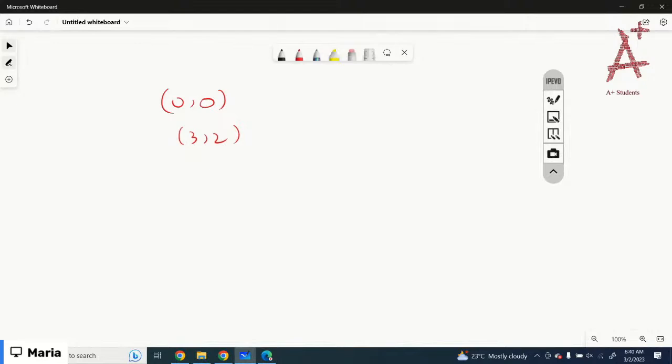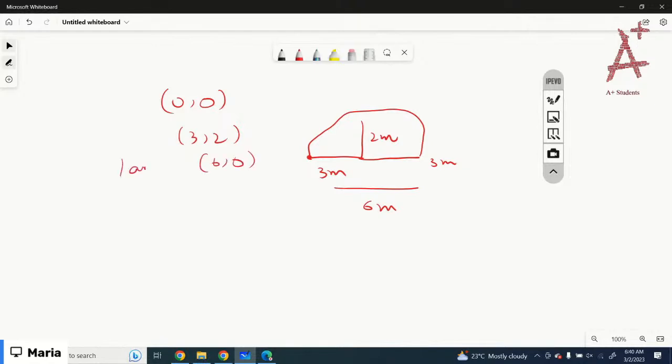Let's suppose this is 2 meters and here is 3 meters. Got it? So this is the total distance: it is 3 meters and 3 meters, so the total distance is 6 meters. That means when the ball lands, it would be at (6, 0). The ball lands at (6, 0). Got it? So just use the factored form of the equation to determine the value. It would be y equals a times (x minus 6) times (x minus 0).